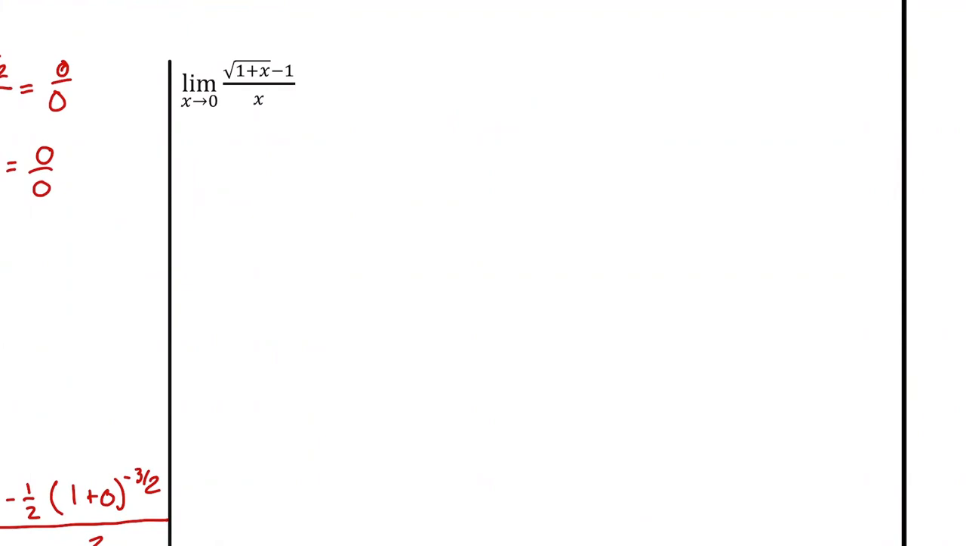What we're going to do is remember to just try and take the limit like we did back in chapter 2. That is to say, look at the value we're approaching and try to evaluate that in the function. If we plug in 0, we get the square root of 1 plus 0 minus 1 divided by 0, which of course is 0 over 0. And as we discussed last time, is a type of indeterminate form.